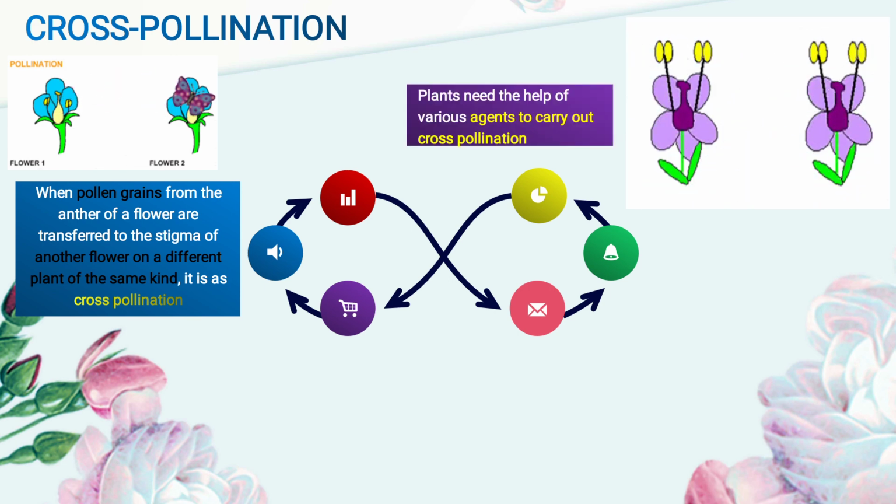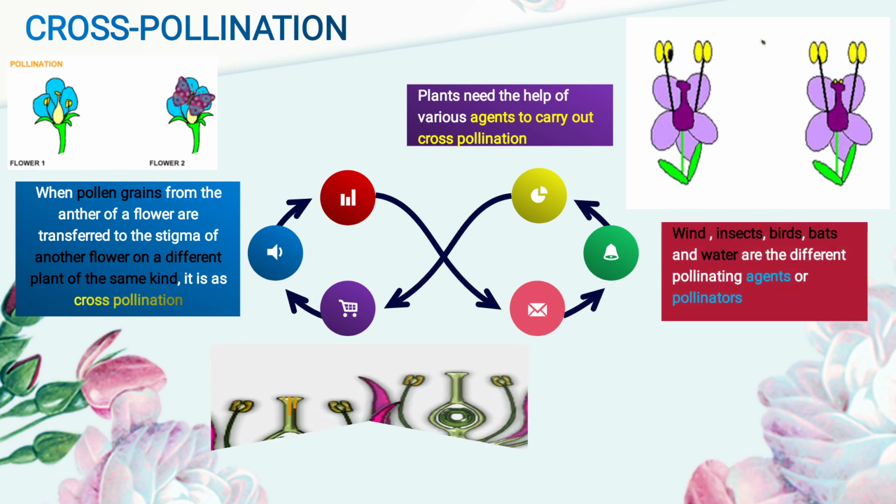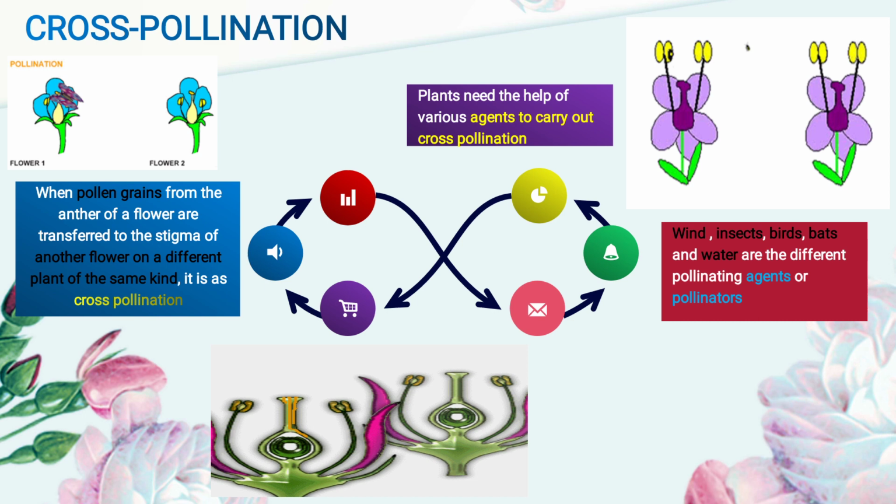Plants need the help of a carrying agent to carry out cross pollination. Now you see in the first one a butterfly is taking away the pollen grains. On the right side you see the honey bee is sitting there, taking the pollen grain and going to another flower. These are the agents which help in cross pollination. So let's see what the agents are. Wind is one of the agents, insects, birds, bats, and water are the agents which help in pollination. They are also called pollinators.